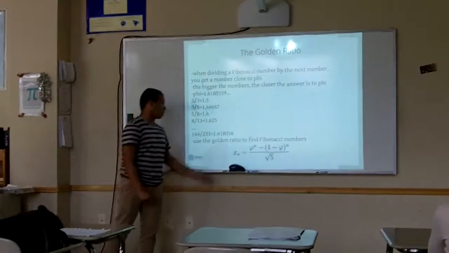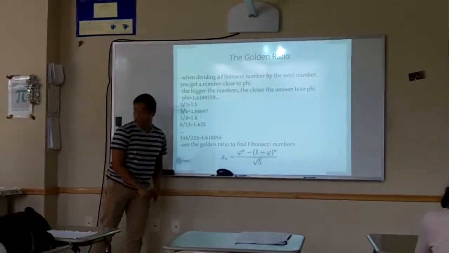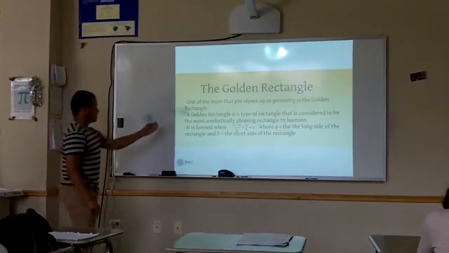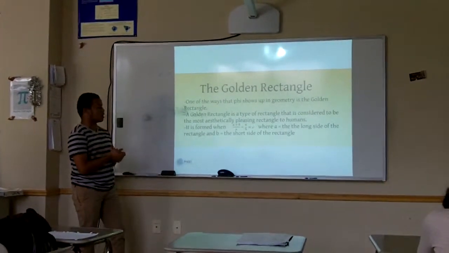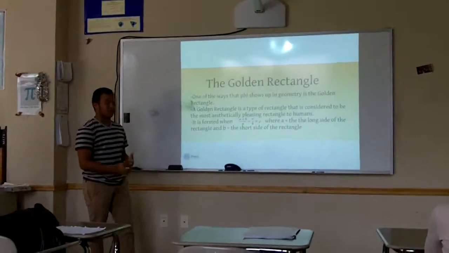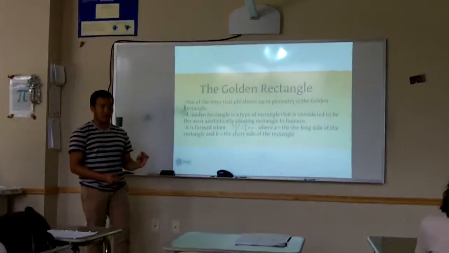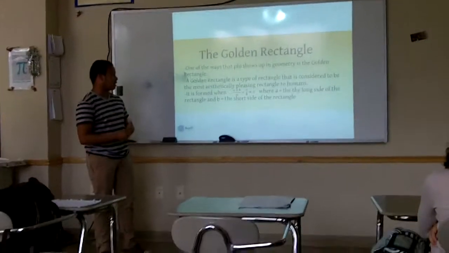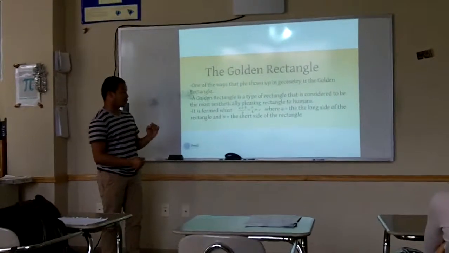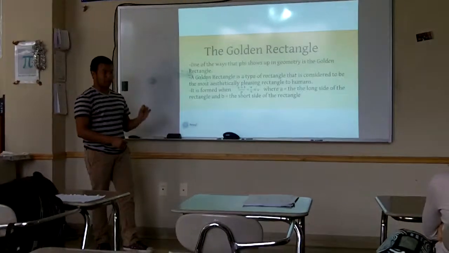And here's another way of using the golden ratio to find the Fibonacci sequence. Okay, so the golden rectangle. Here's my golden rectangle. One of the ways that it shows up in nature and geometry is the golden rectangle. And the golden rectangle is a rectangle that is the most aesthetically pleasing to the human eye. It's a rectangle whose longest side plus its shorter side divided by its longest side equals its longest side divided by its shorter side, and those all equal phi.